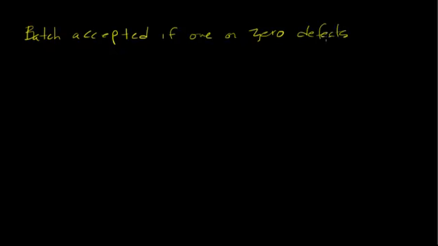The problem stated that the batch is accepted if 1 or 0 defects. So we want to find the probability of 1 or 0. We could write that as the probability that our x is less than or equal to 1.